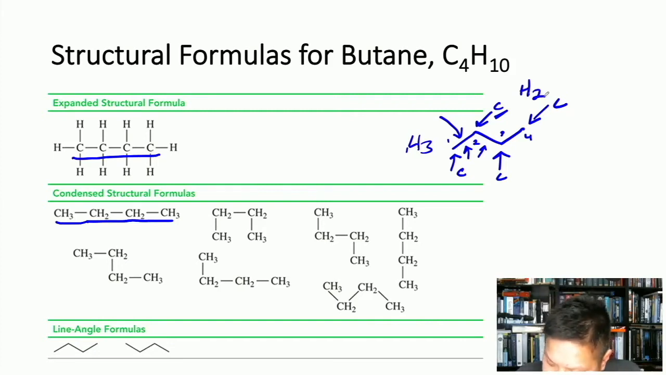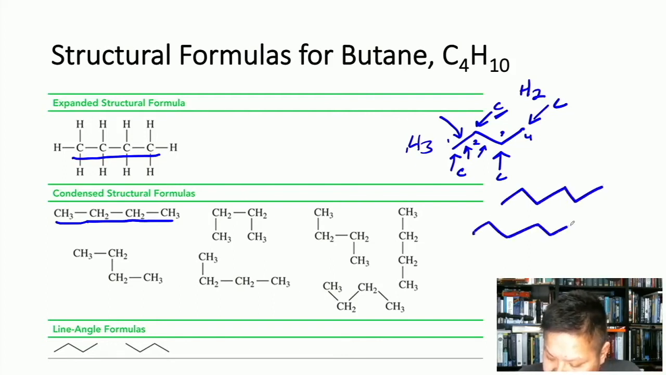And that's why it makes it faster to just draw line angle formulas for many of the hydrocarbons, because these structural formulas can get really long and super tedious, having to write carbon and hydrogen over and over again. I think palmitic acid has like 16 carbons in it. That's a lot.